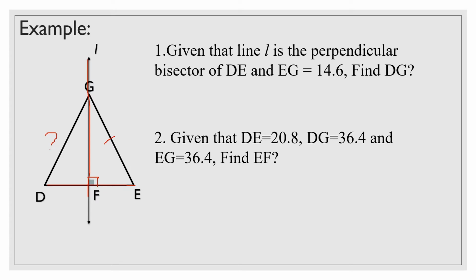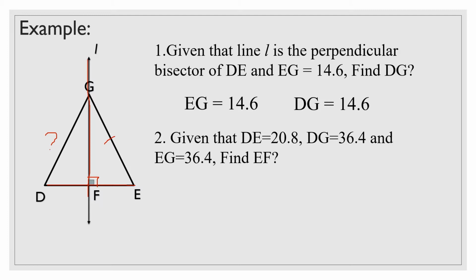So, anong mapapansin ninyo sa relation ng given at unknown? On the figure, we say that this is an isosceles triangle. So, they are the legs of the triangle. So, if EG is equal to 14.6, then DG is also equal to 14.6 because the legs of an isosceles triangle are congruent.